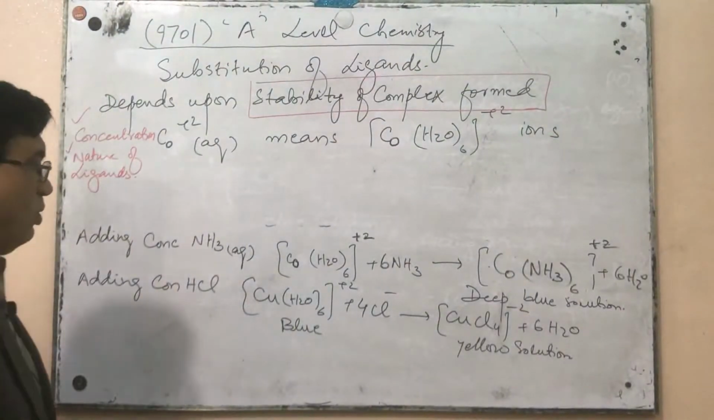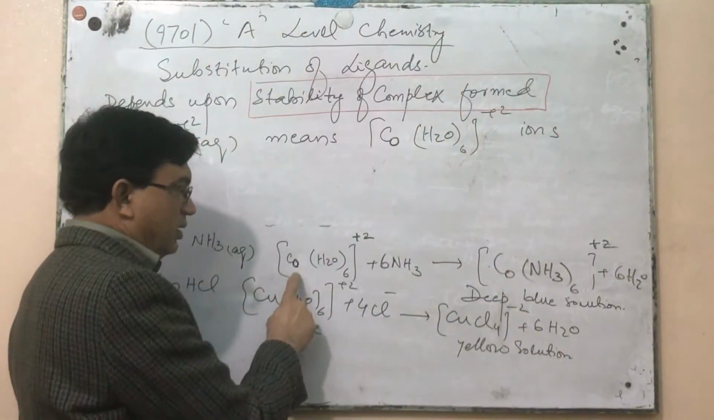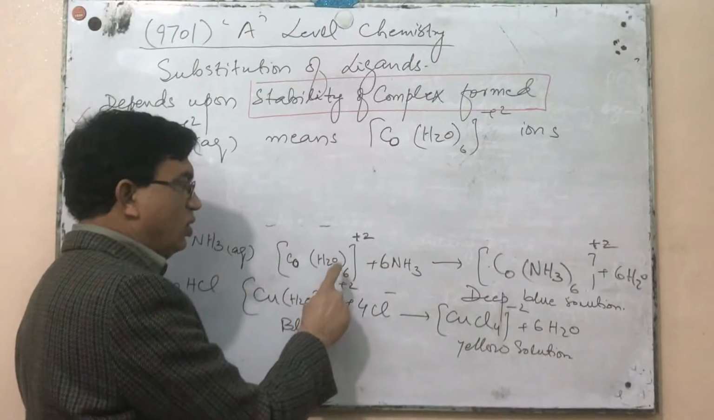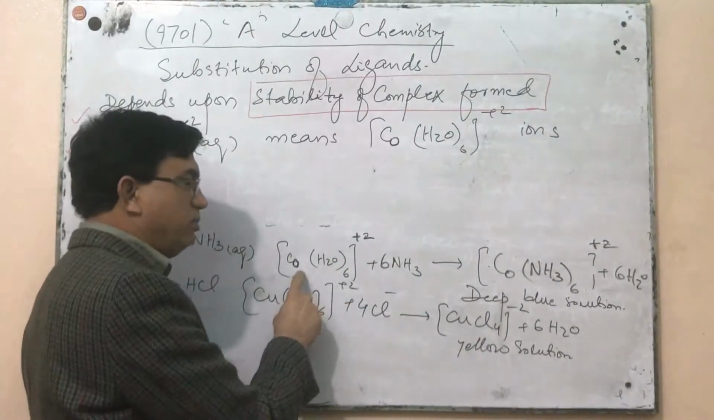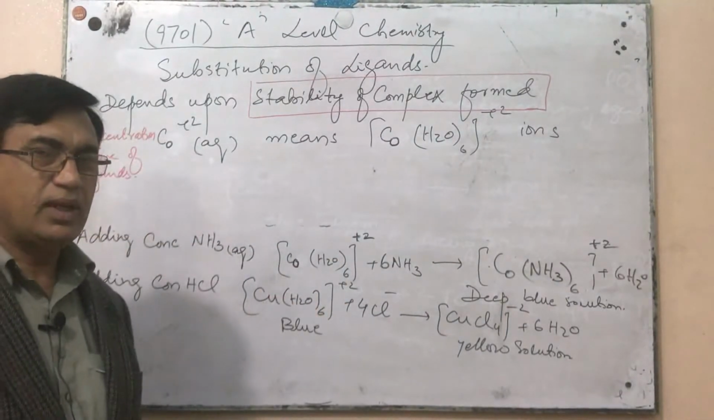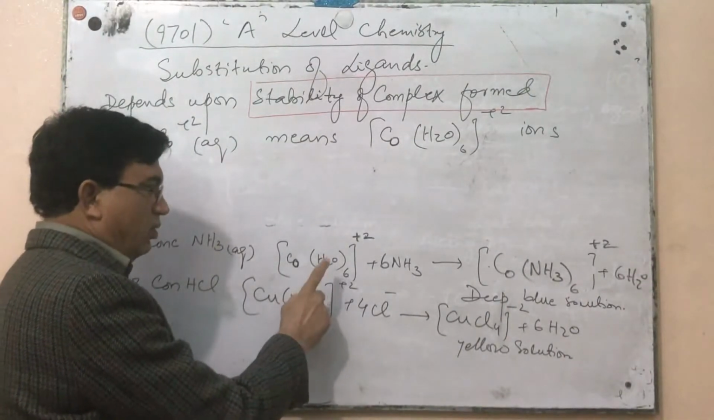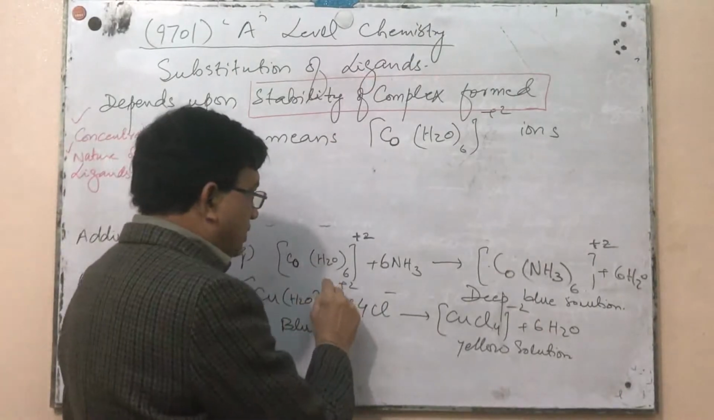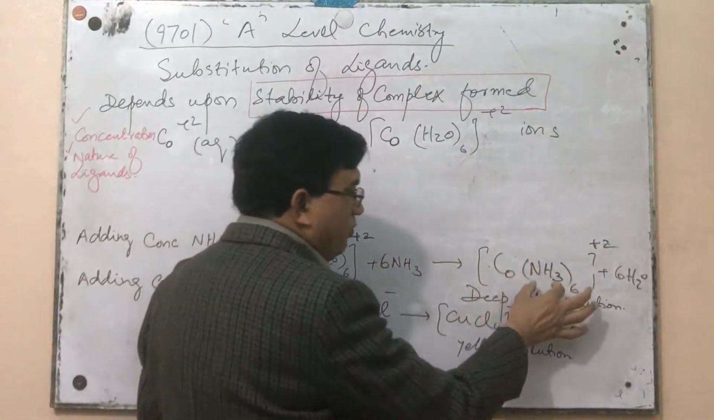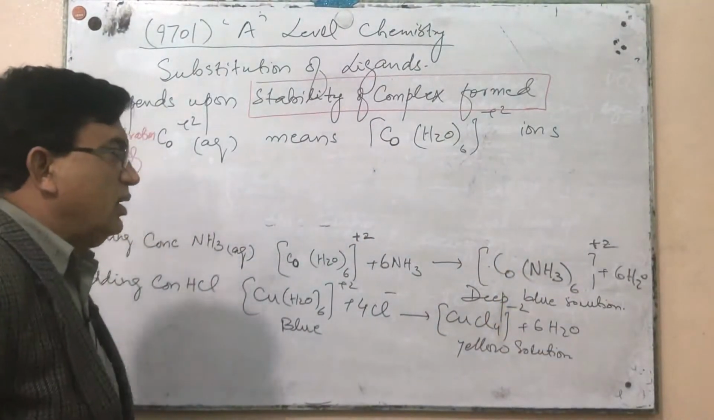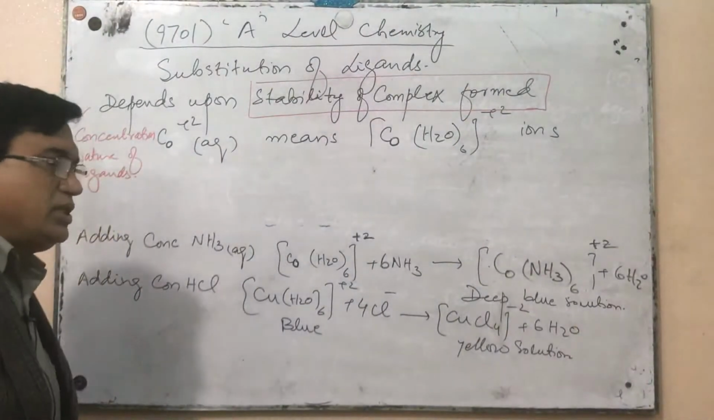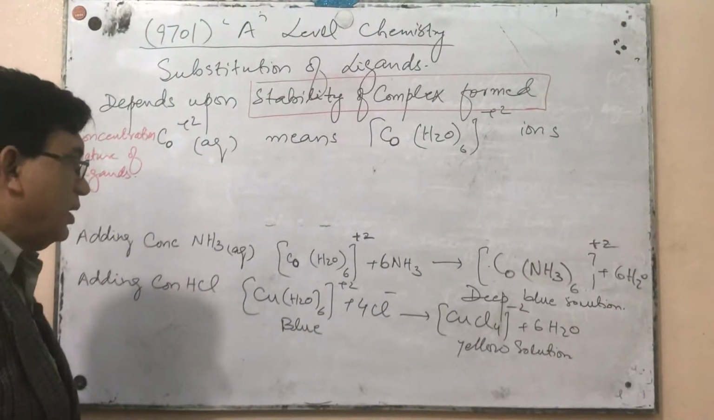Now, the cobalt with 6 water molecules, or hexa aqua cobalt, is pink in color. It is pink in color. While when we produce the ammonia complex with concentrated ammonia, that also changes its color.